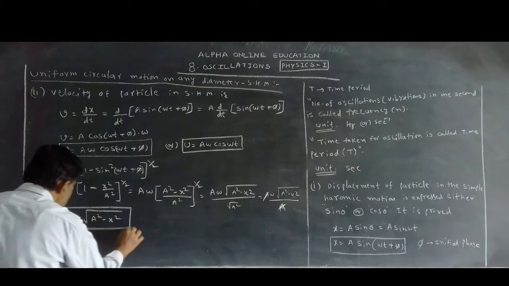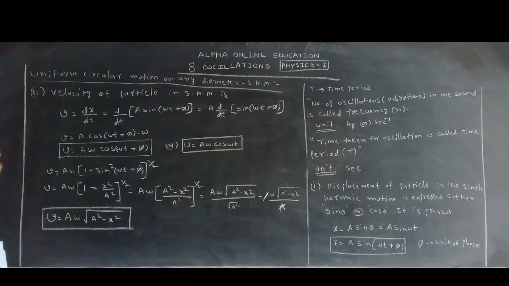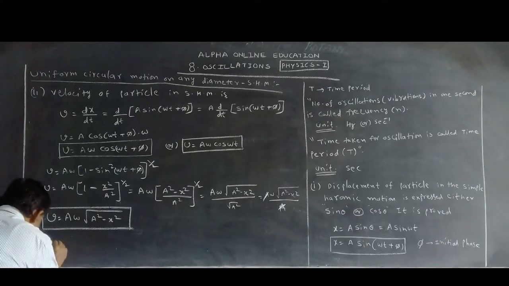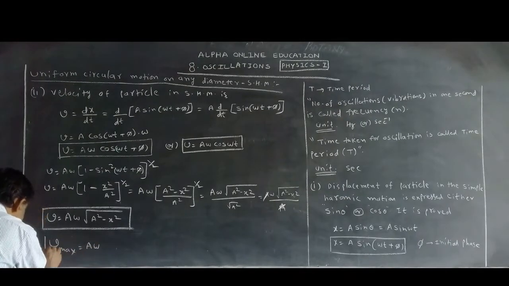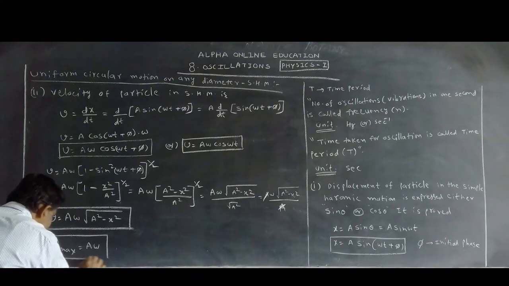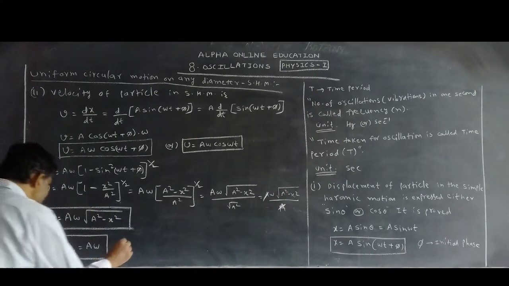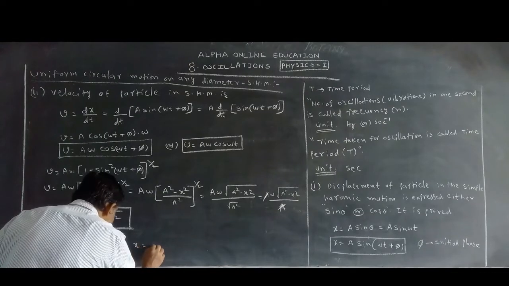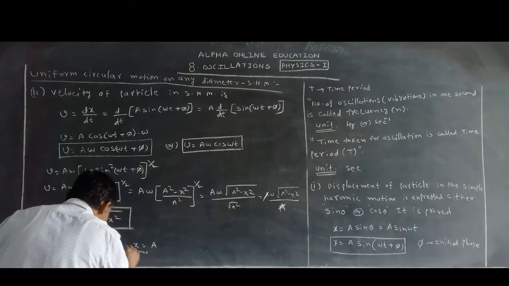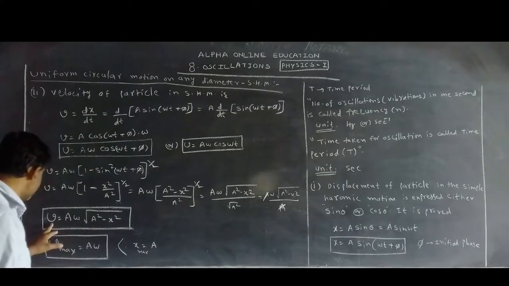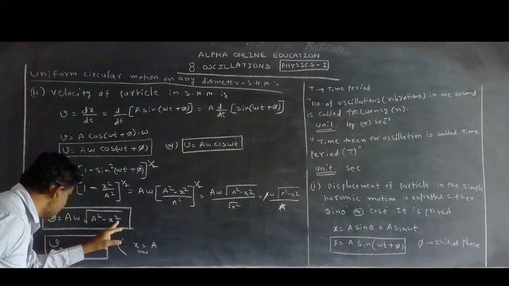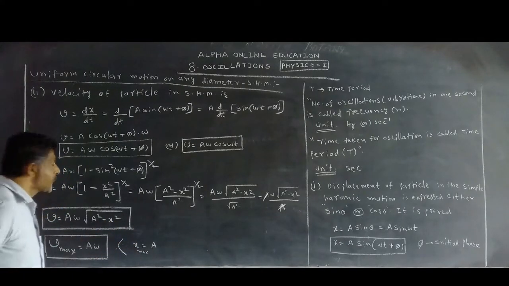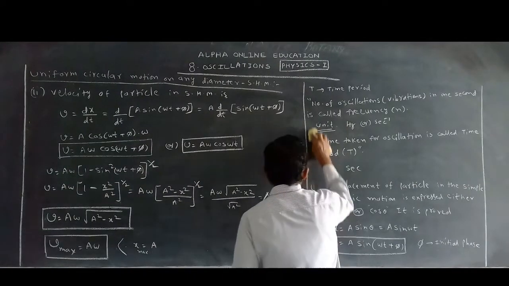This is another equation for the velocity of the particle in SHM, and v maximum is equal to a omega. This is another formula. Why do we get v maximum is equal to a omega? Because x maximum is equal to a, so a square minus a square, x cancels. Okay.